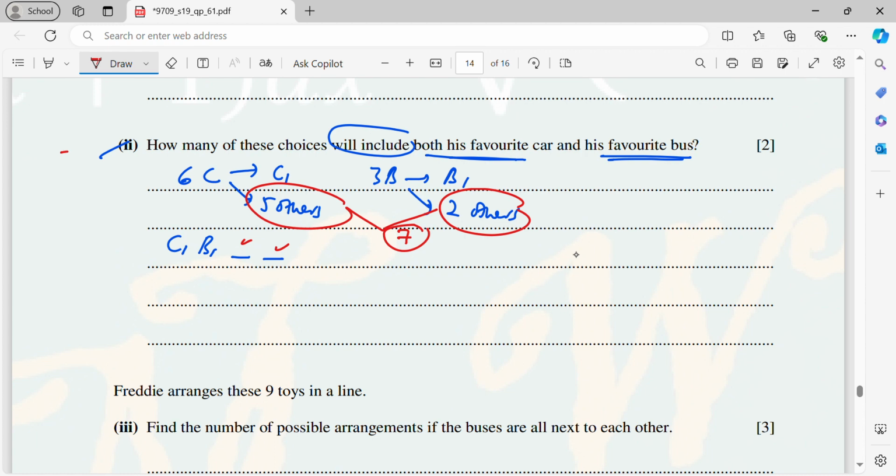Okay, so from 7, I just need to choose 2. So the number of selections will be just 7 choose 2. That will be 21.